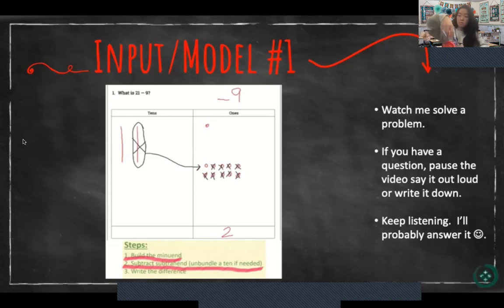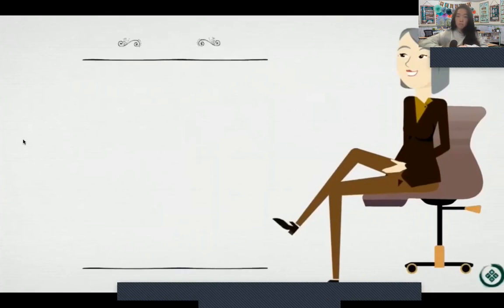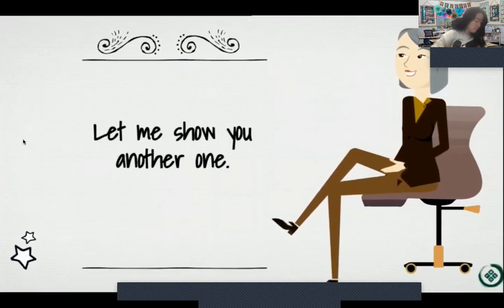Now we need to subtract our tens. Well, we found that 9 has 0 tens and 9 ones. So we will not be subtracting any tens. I see that we have 1 ten left, and that 10 has a value of 10. So we have 10 plus 2. Step 3 is to write the difference. Well, 10 plus 2 is equal to 12. So we found that 21 minus 9 is equal to 12. And then we can box our final answer. Fabulous job today, friends. Let me show you another one.